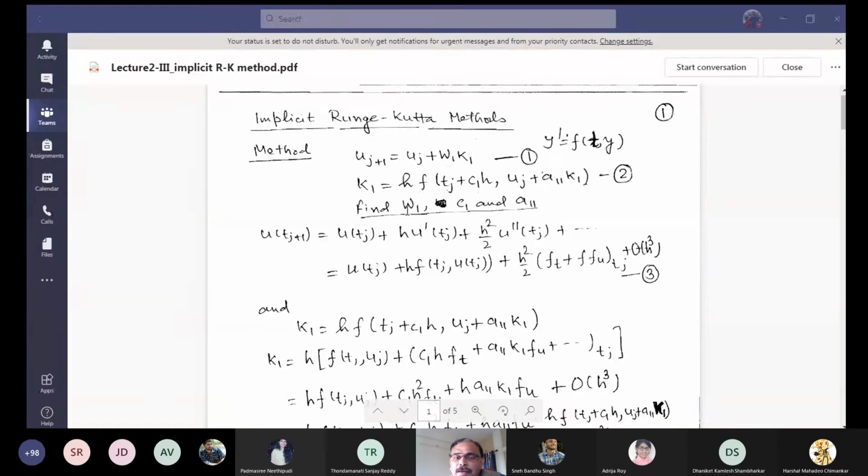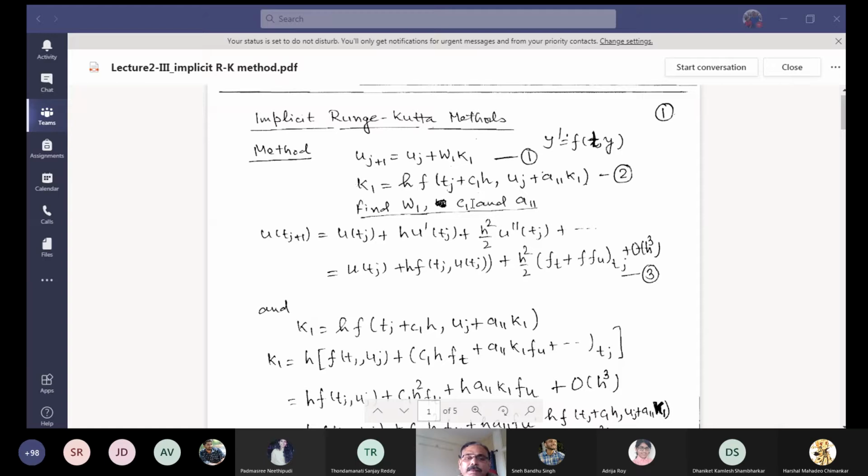Now we have to find these parameters w1, c1 and a11, and see what order method we are getting. It is basically a second order implicit Runge-Kutta method, and here the number of parameters is less now. So with fewer parameters, only one evaluation of the slope, that is k1, without calculating k2, the other slope, because the more calculations there are, the more the cost of the method increases, right? But there is another thing: this is an implicit method, so you cannot calculate k1 explicitly even after finding c1 and a11. You have to apply the Newton-Raphson method to find k1, starting with some initial guess for k1 and then proceed further, right? So let us see.